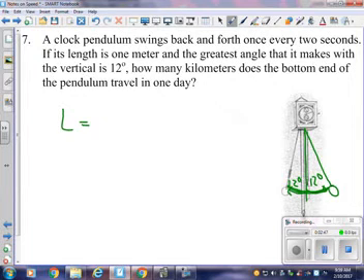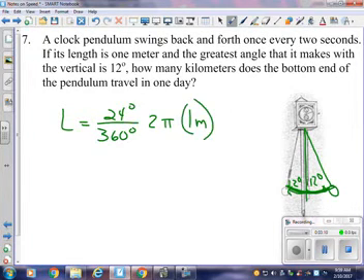How many degrees was my arc? 24. Why is it 24? Because the pendulum starts over here and has to go all the way over there for 1 swing. Times 2 times pi, what's R? 1 meter. All right, so first we've got to figure out that and get this answer, and that'll be just what the length of 1 swing is.